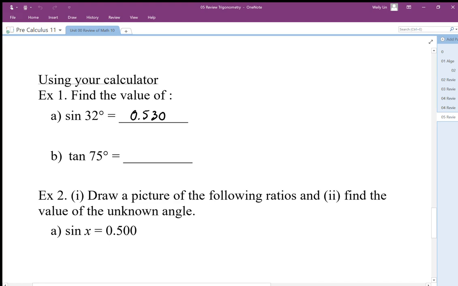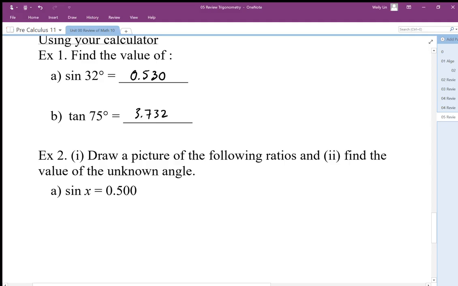So tan of 75, again, I need to know the slope that is equal to 75 degrees. To know the slope, I just don't know these things. I actually need a calculator to translate it for me. So I end up with a slope of 3.732. So that's my slope.